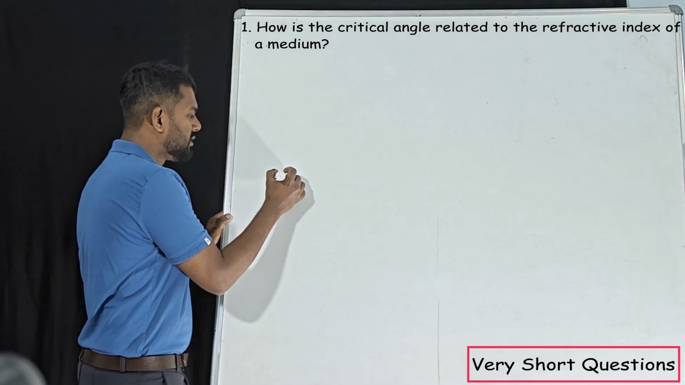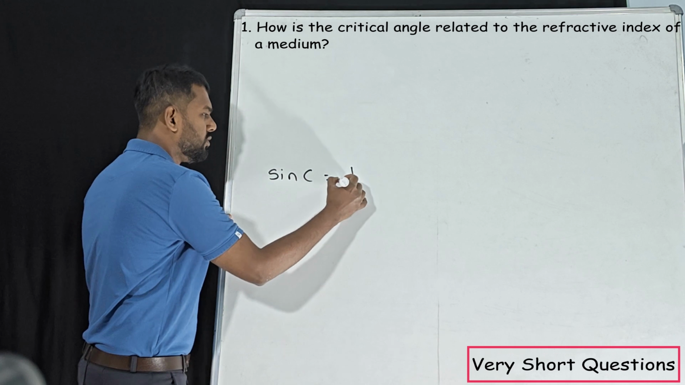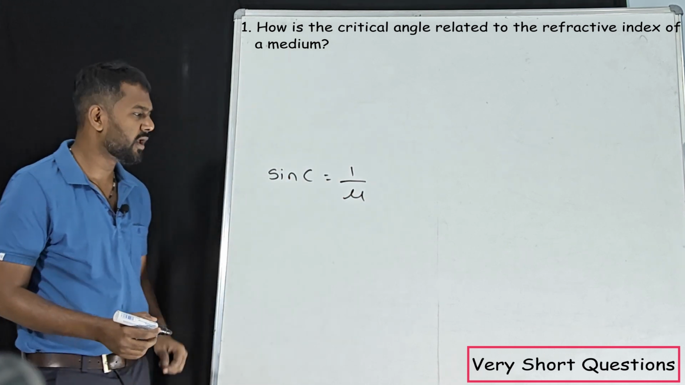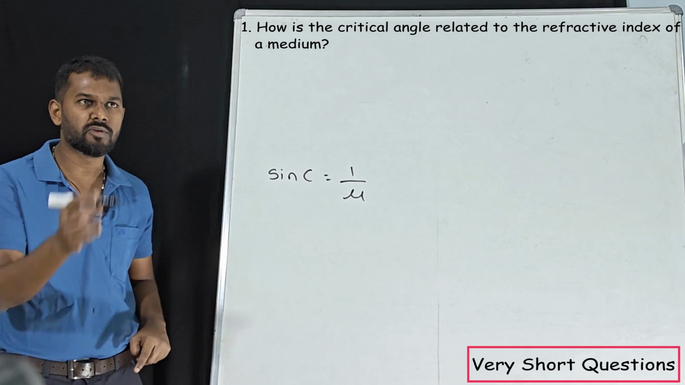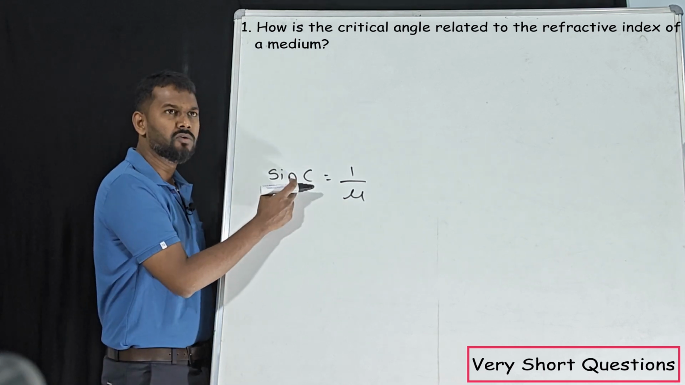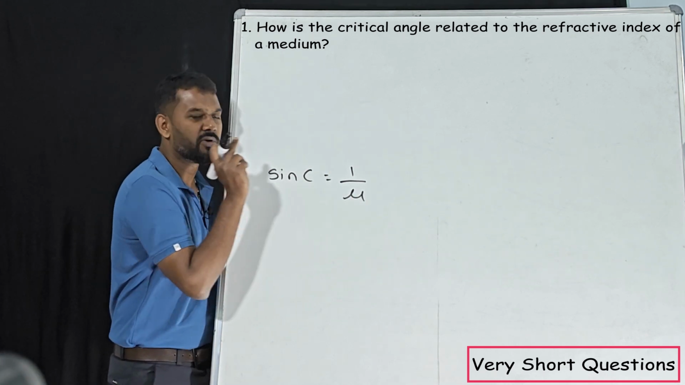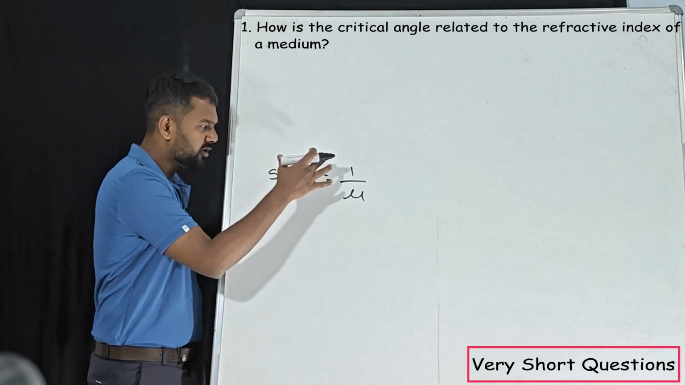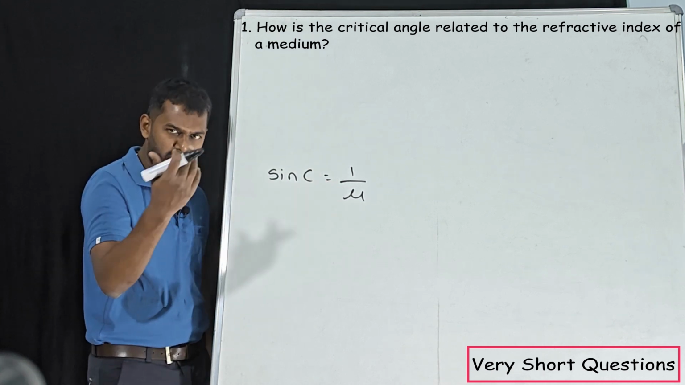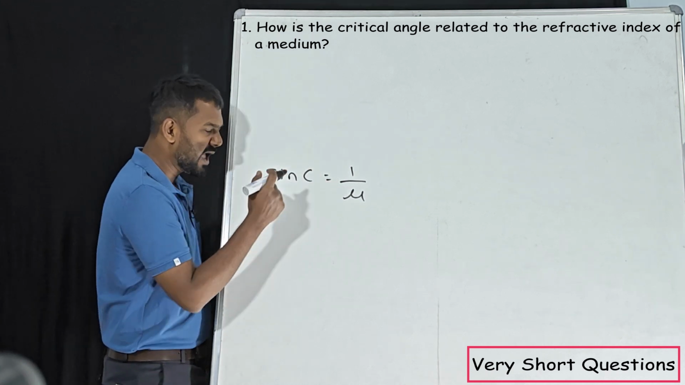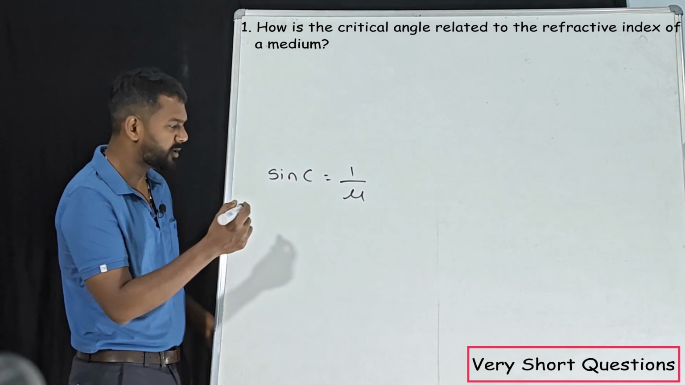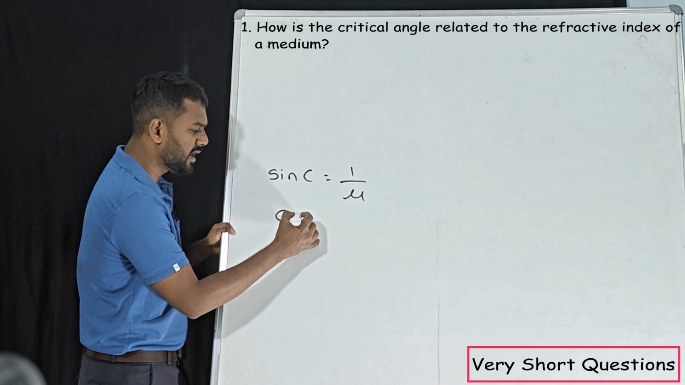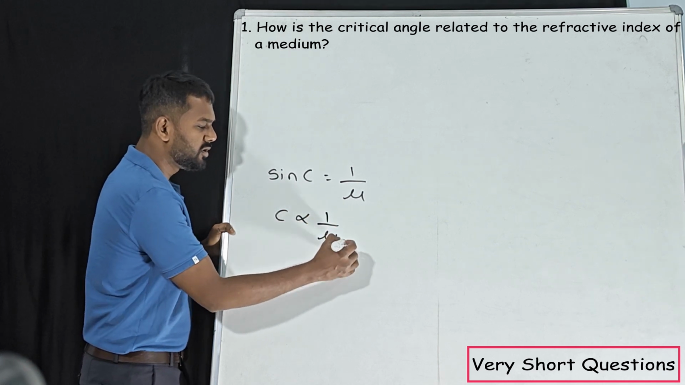First, sin C is equal to 1 by mu. Here C is the critical angle and mu is the refractive index. That is the question: how the critical angle is related to the refractive index. You can write this formula in the exam, or else you can write that the critical angle is inversely proportional to mu.